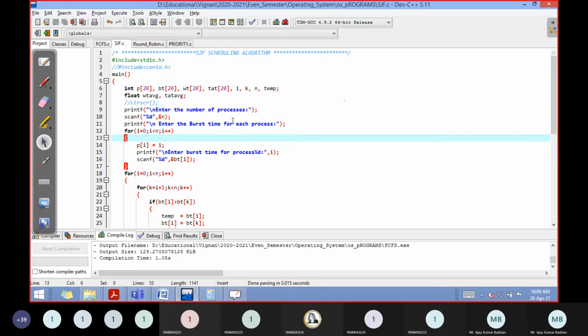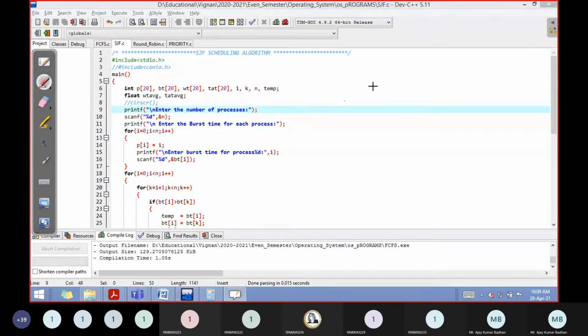In main, we enter the number of processes with scanf. How many processes have we taken? 4 processes here. Then we are going to give the burst time. So for i equal to 0, i less than n, i plus plus. 4 processes means we are starting from 0, process P0, P1, P2, P3. So i less than 4 means it will run 0, 1, 2, 3. When it comes to 4, the condition will fail. The value of n is 4.